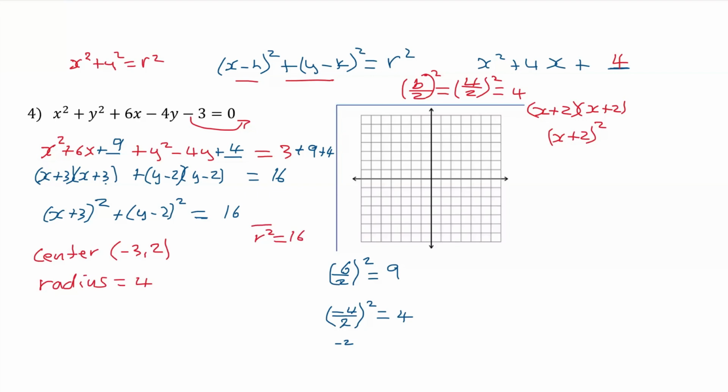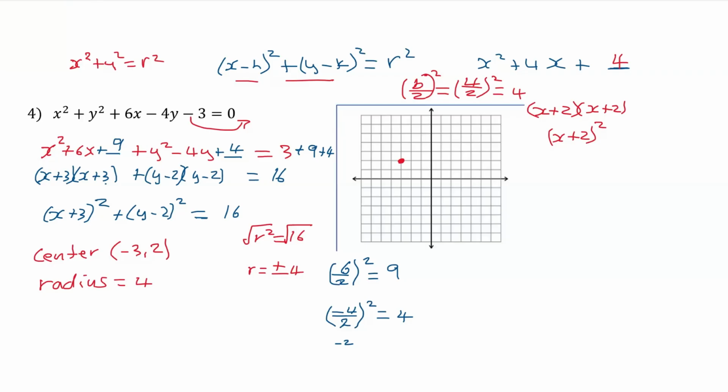So you take the square root, and r will equal plus or minus 4. The square root of 16 is 4. And therefore, r cannot be negative, so you just take the positive 4. Once you have the center and the radius, that's enough to graph. So we just locate the center. The center is at -3, so 1, 2, 3, that's right here, and 2, 1, 2. So that's the center here.